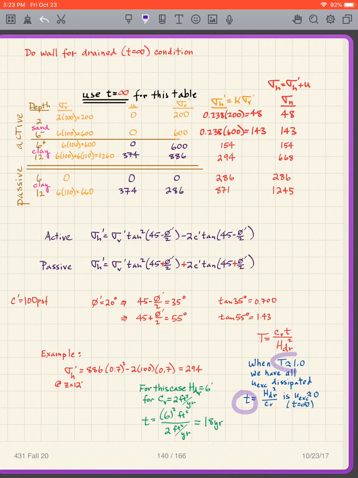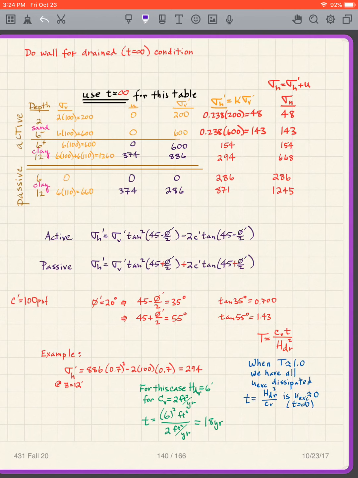So in other words, capital T equals 1 tells me that is my sort of t equals infinity situation. Not exactly, these are all just rough estimates. By putting in capital T equals 1 and solving for small t, we get small t is equal to HDR squared over C sub v, and that is when we have U excess approximately equaling 0, meaning t equals infinity. Well, what time is that?